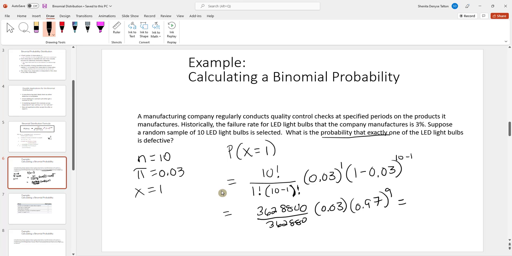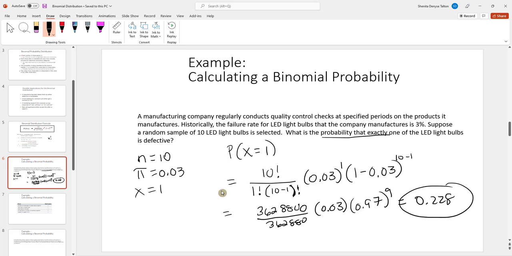All right, so I kind of simplified it. So when I divide and raise my numbers to the exponents and do what I have to do, I get an answer of 0.228. So that means the probability that exactly one of the LED light bulbs is defective is 0.228.